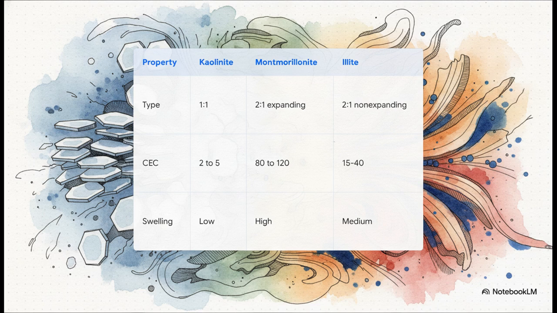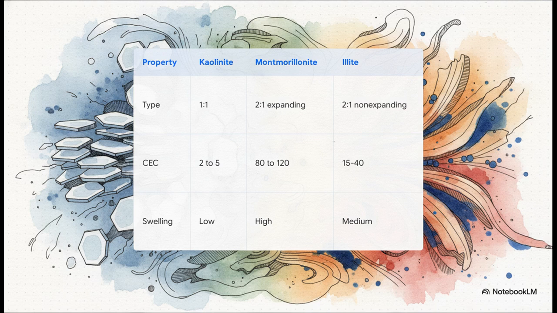The differences in these microscopic structures result in some drastically different physical properties that directly impact nutrient availability and how soil handles water. Montmorillonite's expanding nature gives it a massive internal surface area. We're talking 550 to 650 square meters per gram. Kaolinite, it literally has zero internal surface area.